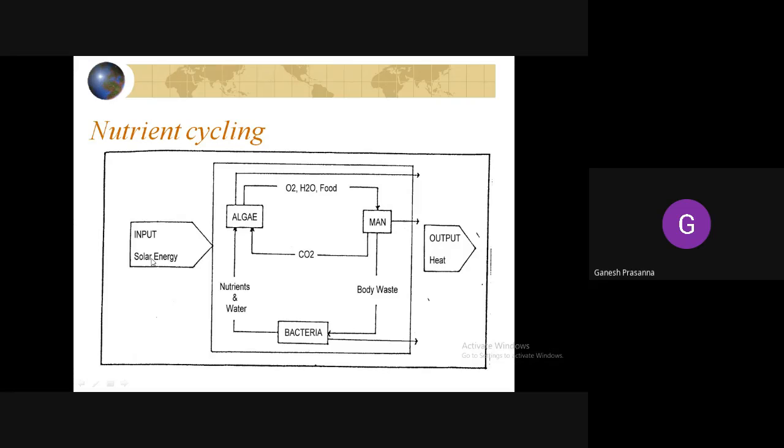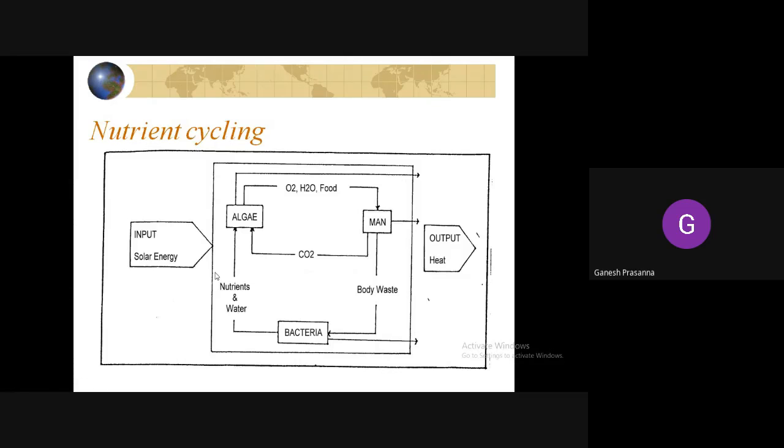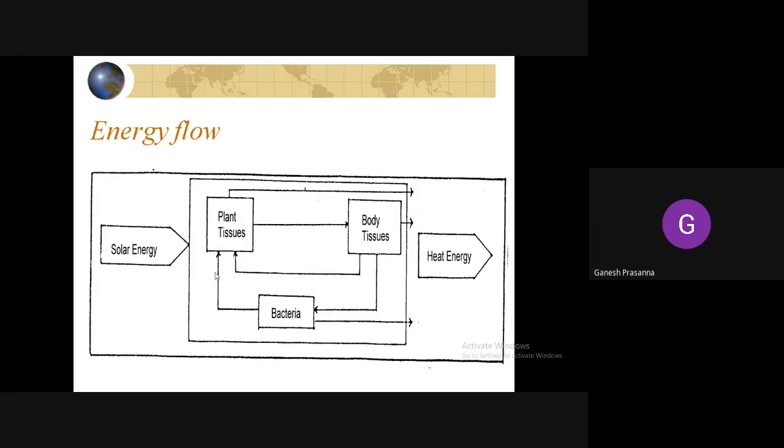Okay. So next is the energy flow. This was for your nutrient cycling. This is the energy flow. The solar energy is the main source of energy. Plant tissues absorb this. They are being transformed in the body tissues and also by the bacteria, and heat energy is being released.